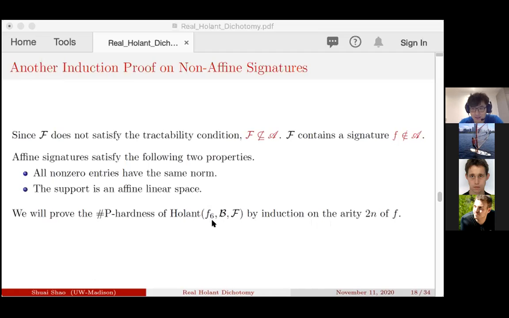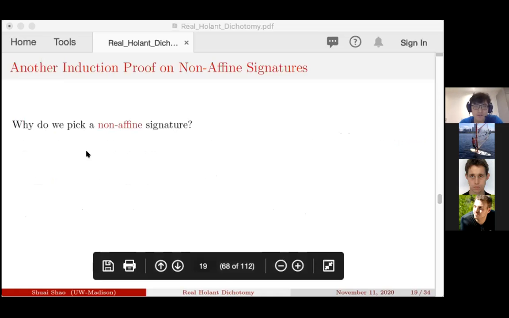Now, still recall that we have said that either the Holant problem is already #P-hard, or f6 is realizable. And once f6 is realizable, all binary signatures are also realizable. So we only need to prove #P-hardness for this Holant problem. And we will prove the #P-hardness by induction on the arity of this non-affine signature. Now, why do we pick a non-affine signature?